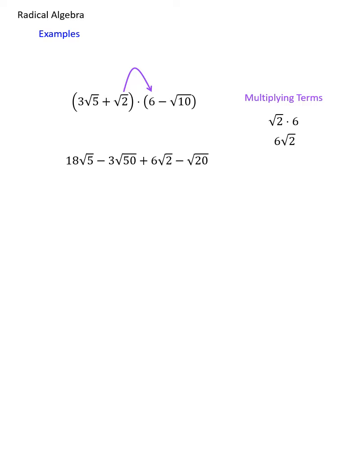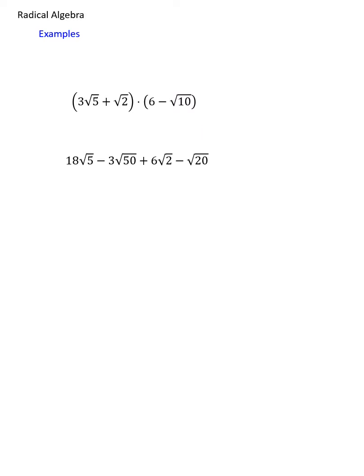It's worth noting here that when we have an expression like radical 2 times 6, we typically write the whole number first, so we would write this as 6 radical 2. Not that you have to. And that gave me this. And finally, the last term of each pair multiplied together gives me negative radical 20.